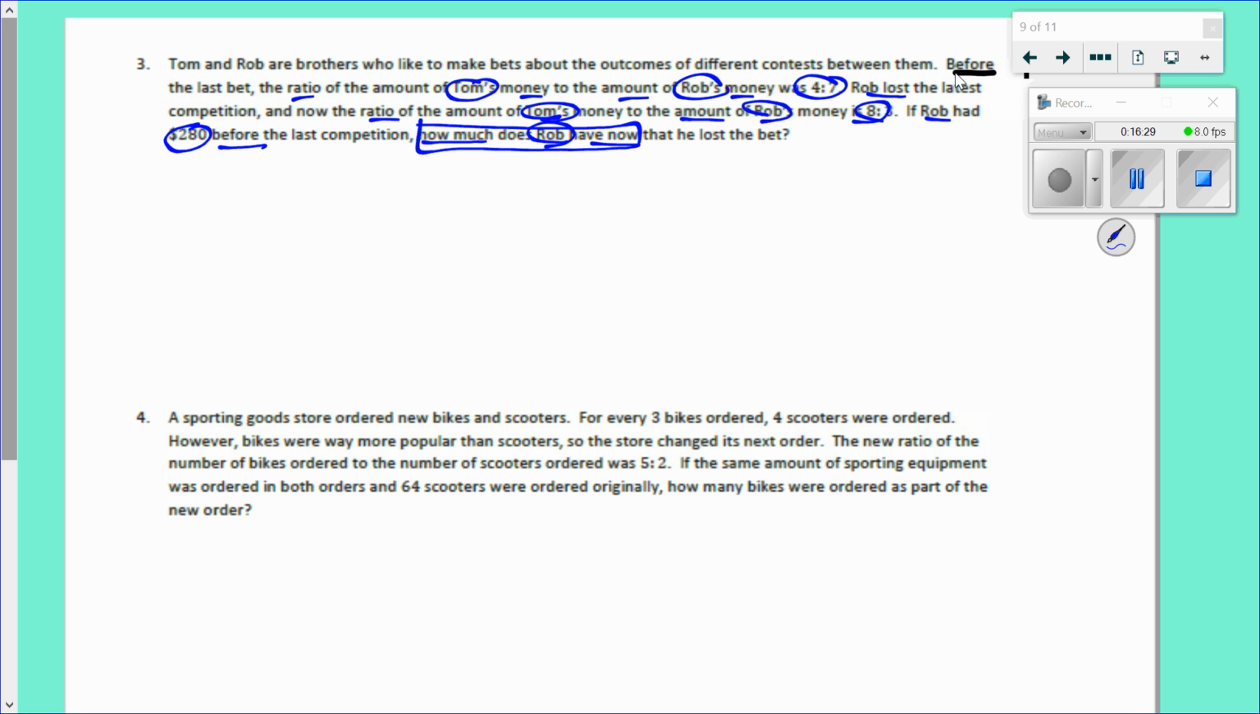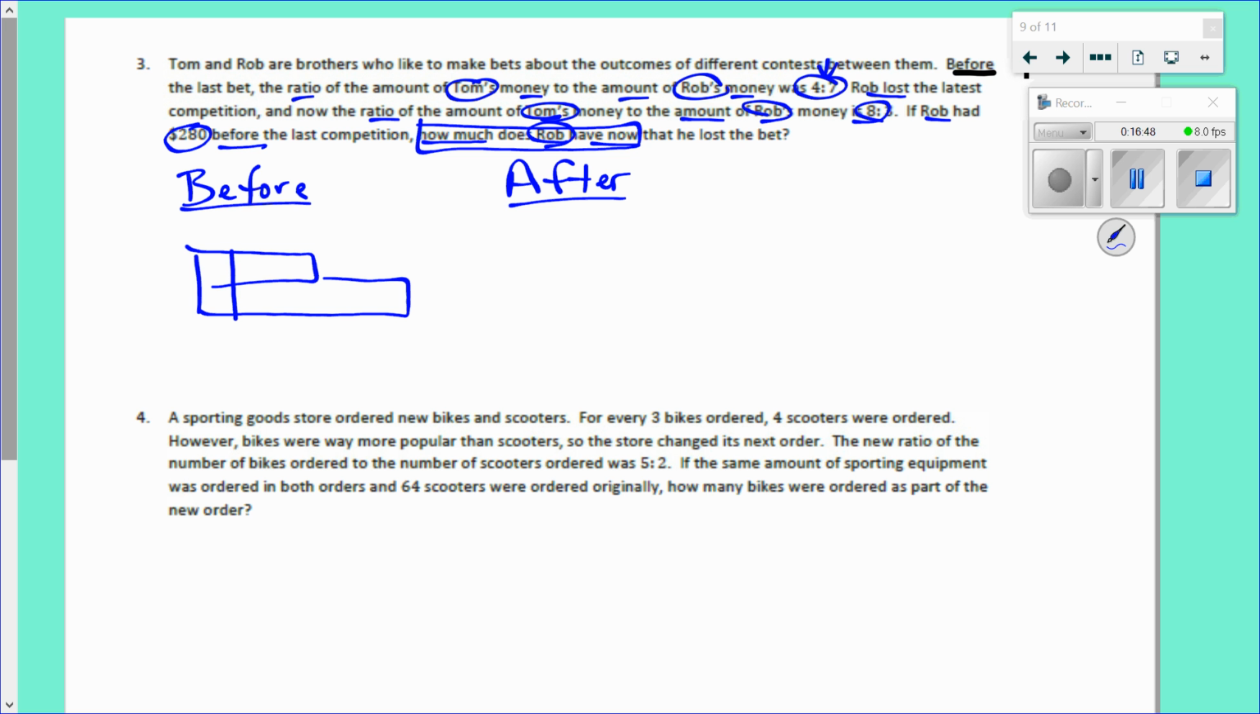So we have a before the bet and an after the bet. Before the bet, here's where it was 4 to 7. We gave it to you right here. Meaning I have 4 boxes on top, 7 boxes on bottom. Please make sure that your boxes line up, guys. And make sure they're big enough for you to actually put numbers in them. I've seen some of you drawing minuscule little boxes that I can't even tell are boxes, let alone put numbers into them.